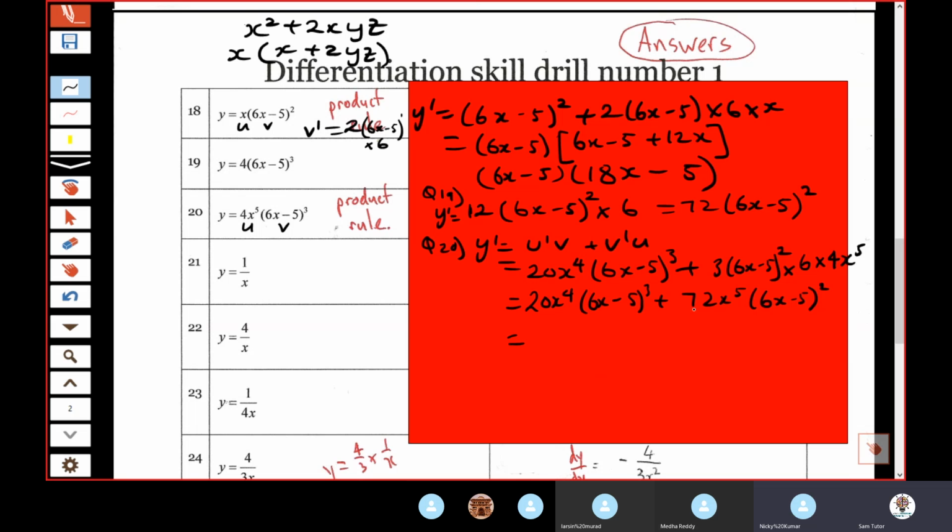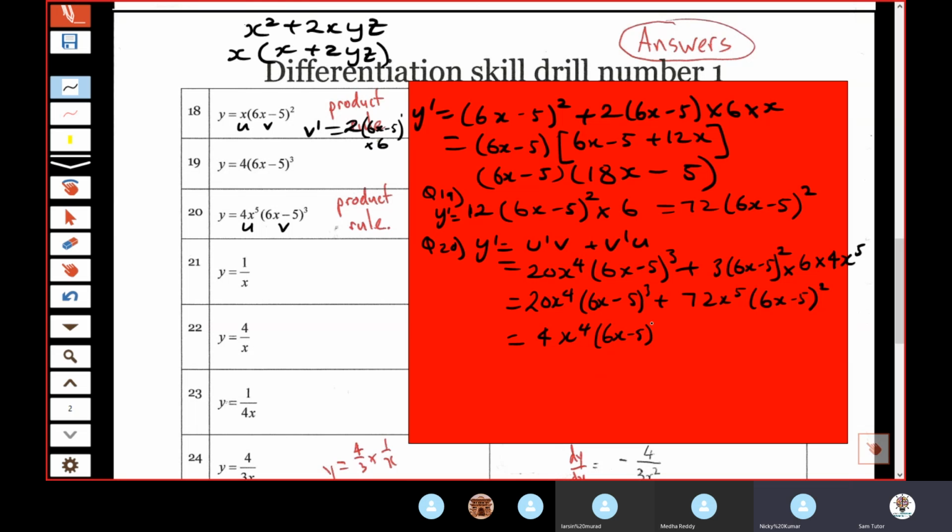From 6x minus 5? Well, hold on. From 20 and 72, firstly, what's common? x to the power of 4. Yes, that's correct. And what about the numbers 20 and 72? You can factorize 2, and you should be able to factorize 4 out. Yeah, 4 would be the highest number you can factorize out from 20 and 72. So 4, x to the power 4, and (6x minus 5) to the power of what?